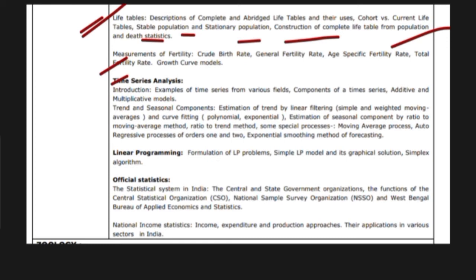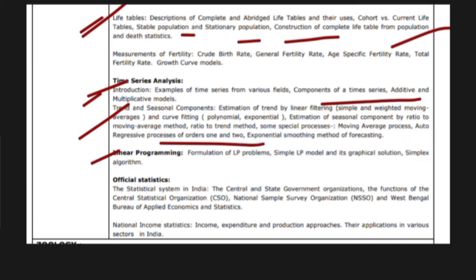The next section is based on time series analysis, and you will also get questions from examples of time series, then components of time series, then additive and multiplicative models, then trend and seasonal components, curve fitting, that is polynomial, exponential, and autoregressive processes of orders 1 and 2. Then other chapters are also there, as you can see.